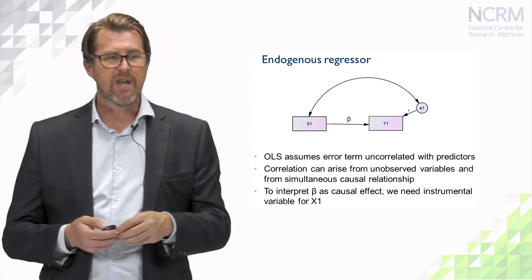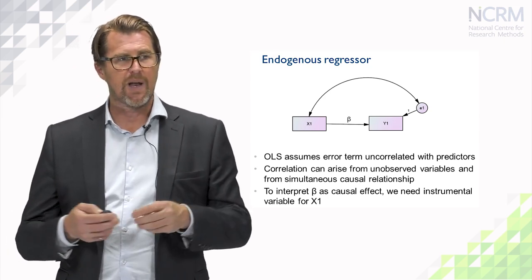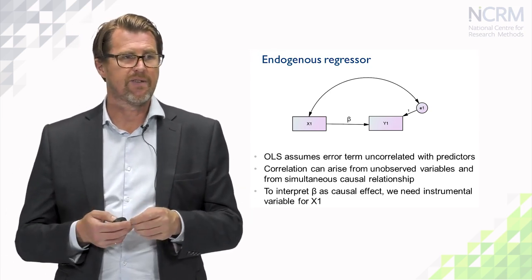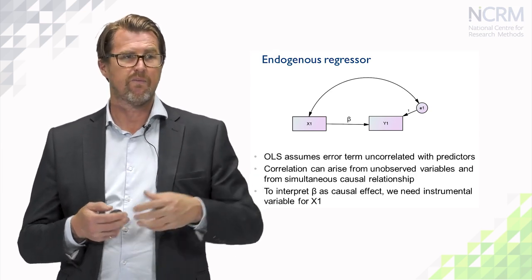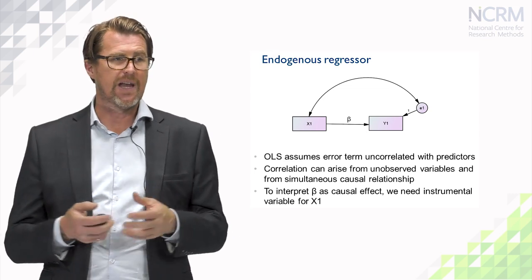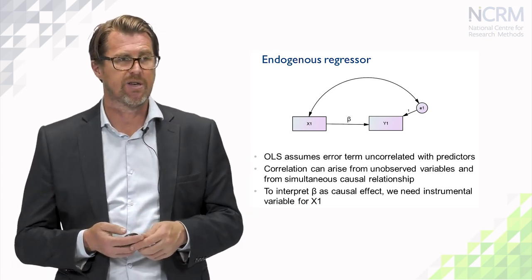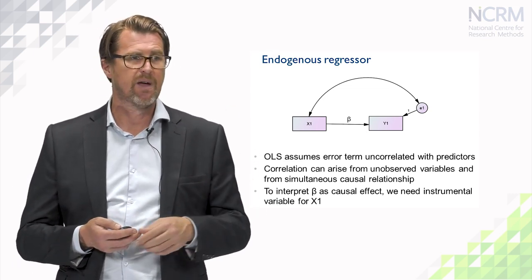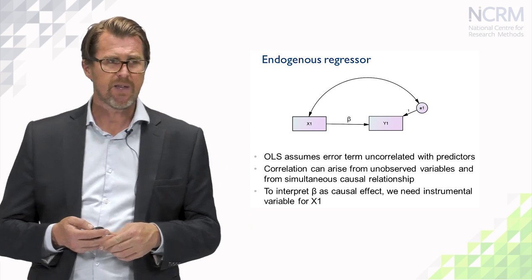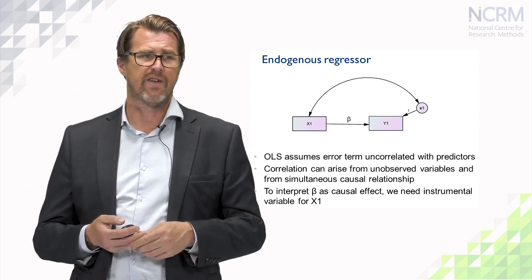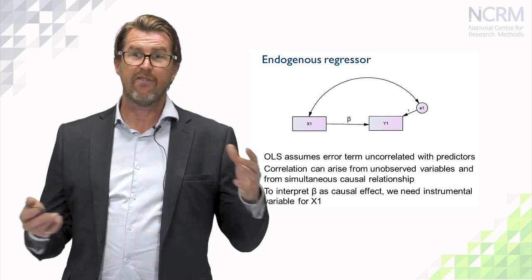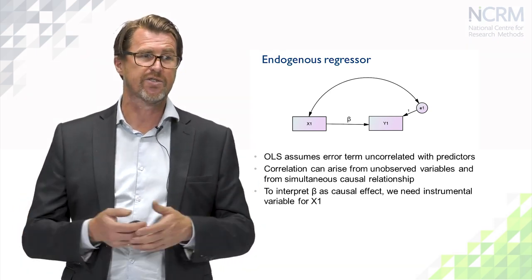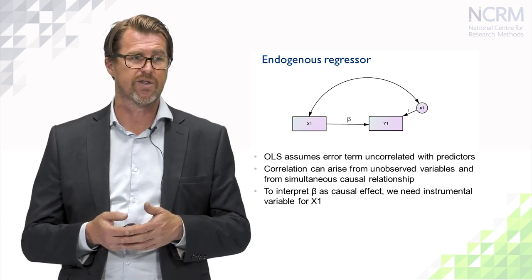Now, we know from our OLS classes that this is an assumption that we have to make in OLS, that we don't have a correlation between the error term and the predictors. If we find that there is such a correlation, then we have what's referred to as an endogenous regressor. The x1 is an endogenous regressor.